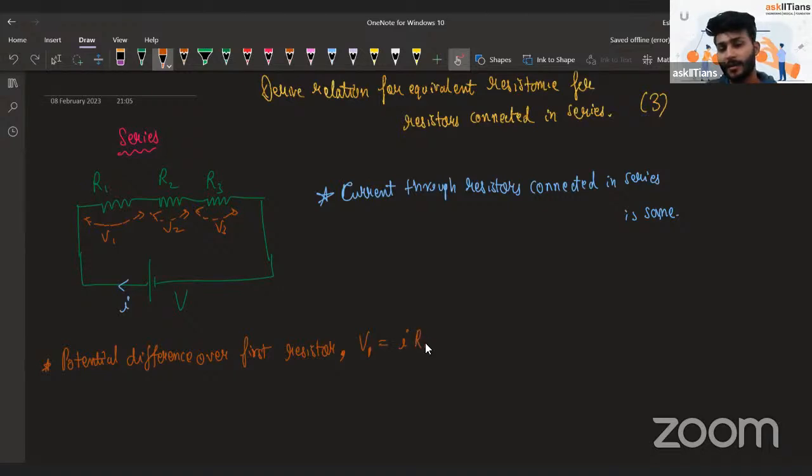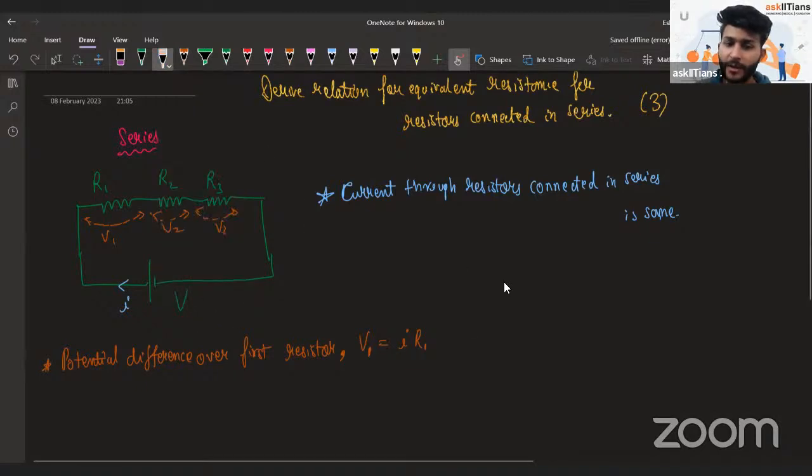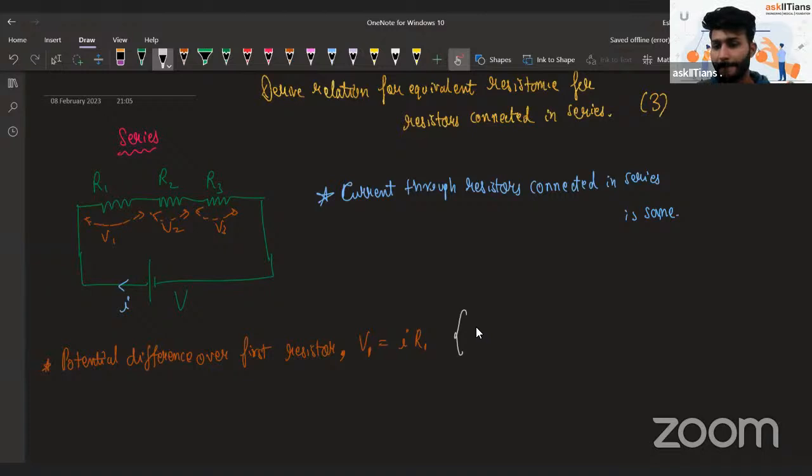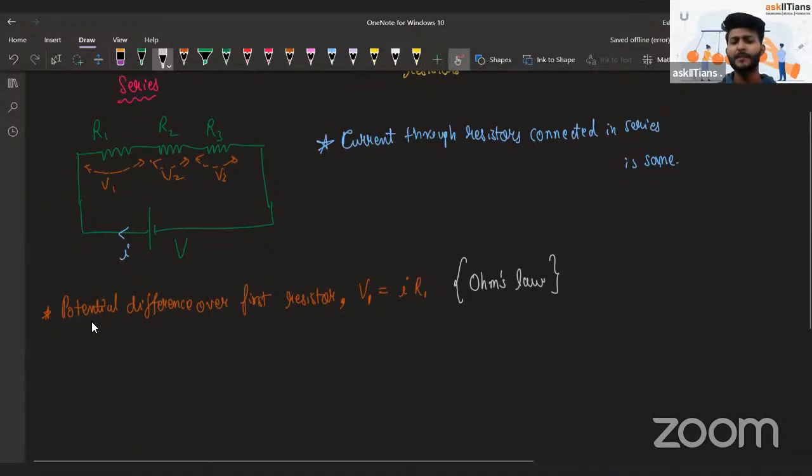So I into R1. But make it a habit in all derivations, whatever you're doing, even in calculations, wherever you use a formula, you have to write it. Which formula or equation are we using over here? Why is V1 equal to IR1? Ohm's law. Yeah, from Ohm's law. It's important to write this. Then you don't need to write the statement again and again.